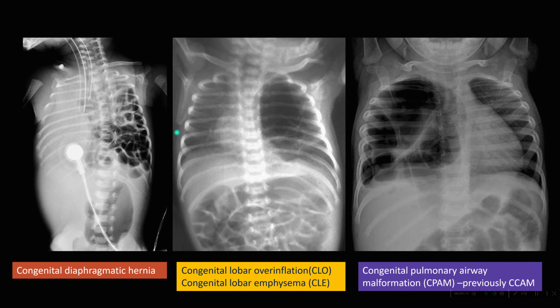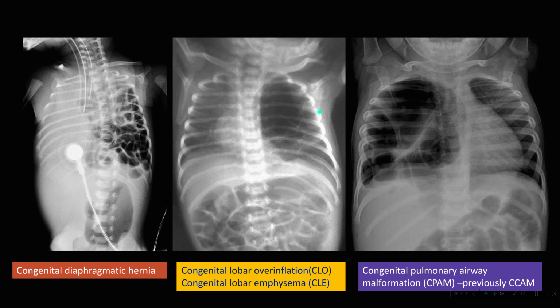Here you can see this is a child presented with respiratory distress. Here there is defect noted in the diaphragm, and there is herniation of the bowel loops into the hemithorax with displacement of the mediastinum. So this is a classical case of congenital diaphragmatic hernia. So the common differentials are nothing but CLO, that is congenital lobar overinflation, and this is CPAM, that is congenital pulmonary adenomatoid malformation.